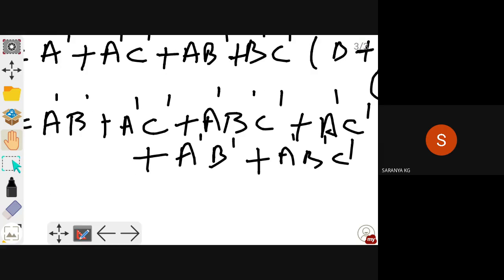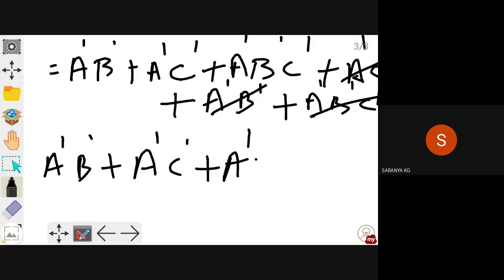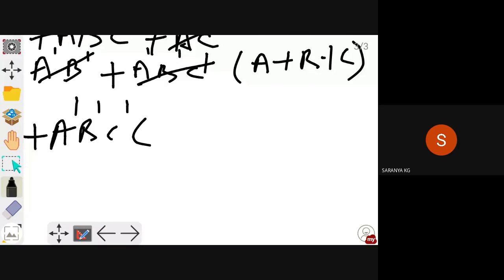You have two A dash B dash, so you strike one A dash B dash. You have two A dash C dash, so you strike one A dash C dash. And you have two A dash B dash C dash, you strike one of these. So you get A dash B dash plus A dash C dash plus A dash B dash C dash, into A plus B plus C.